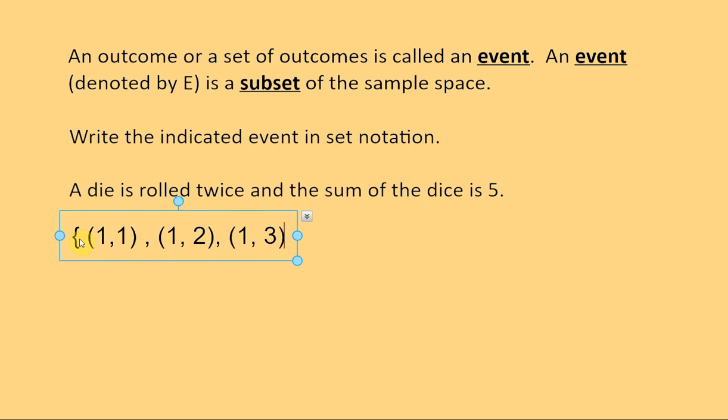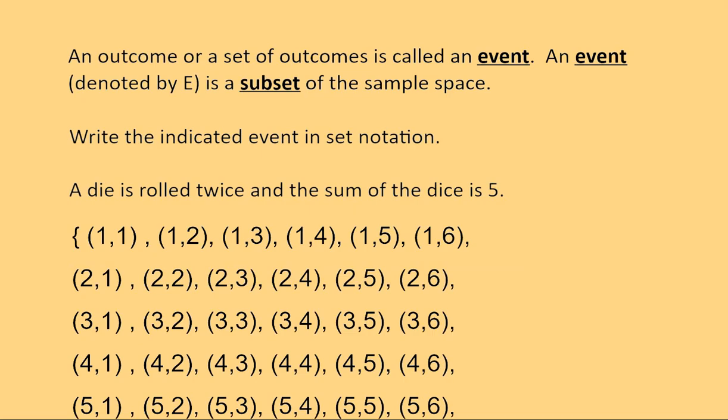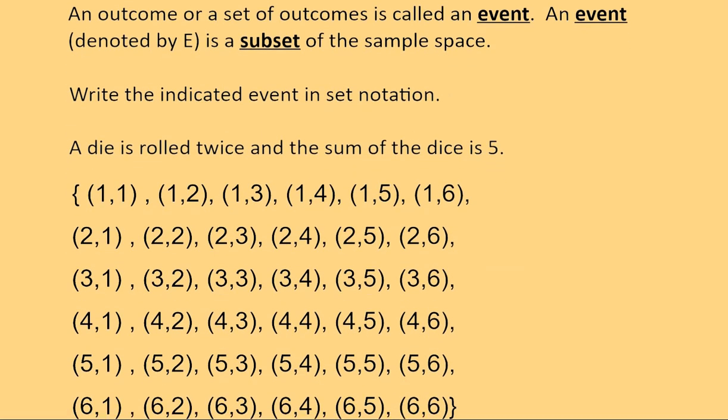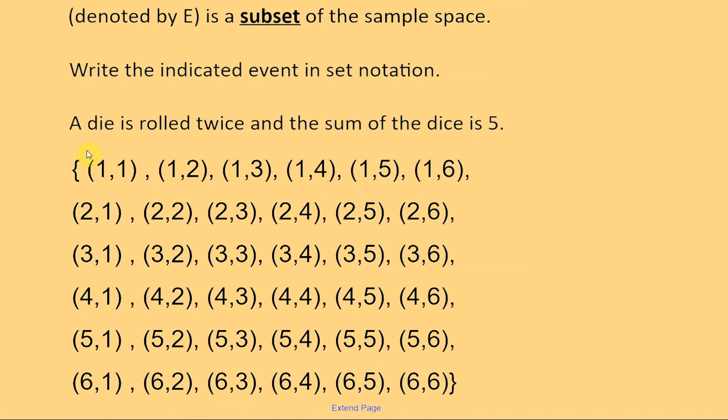And I'm going to go ahead and put the rest of these in and then we'll talk about them. Okay, so here are the rest of the possible outcomes. As you see, we started with 1 on the first die and 1 on the second die, and we go all the way to 6 on the first die and 6 on the second die. So we want to find when a die is rolled twice and the sum of the dice is 5. So the sum of 1 and 1 is 2. Okay, so we're trying to find the ones where the sum is 5.